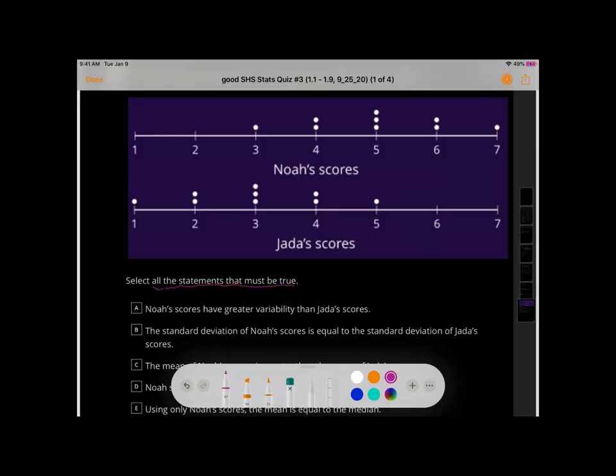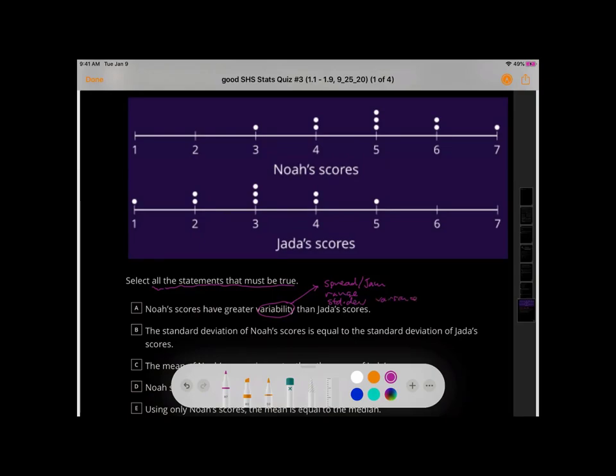Multiple statements. Let's do the first one. Noah's scores have greater variability. Remember, variability is your spread. One of the easiest ways of measuring variability is range. There's also standard deviation, and there's also variance.